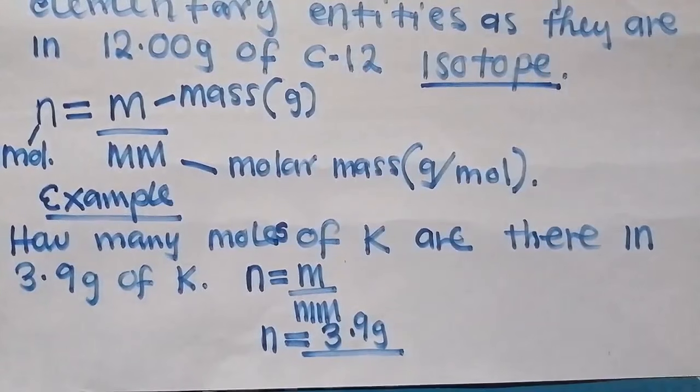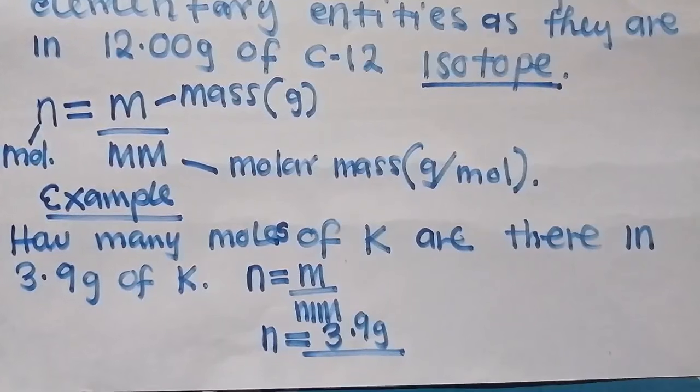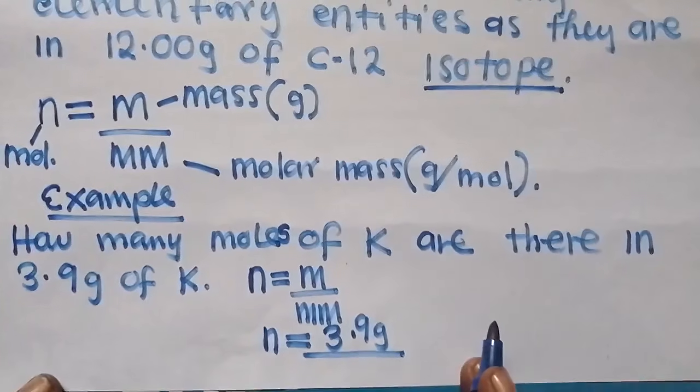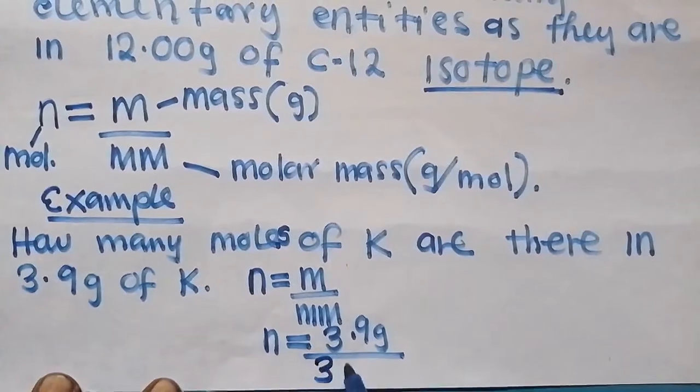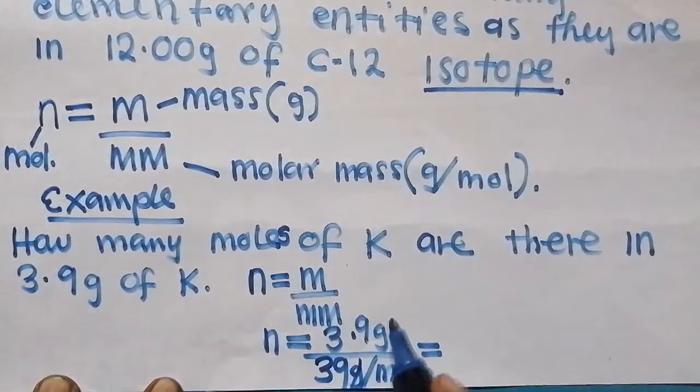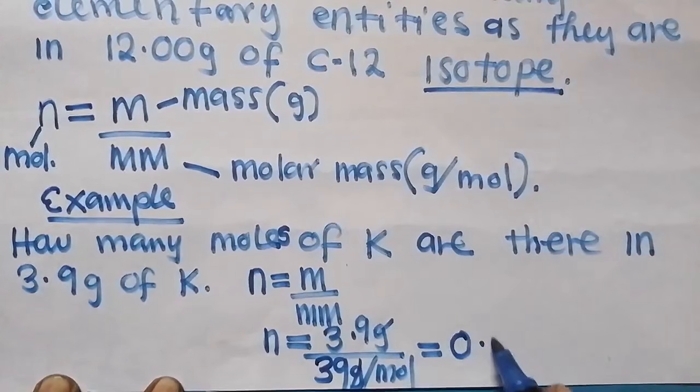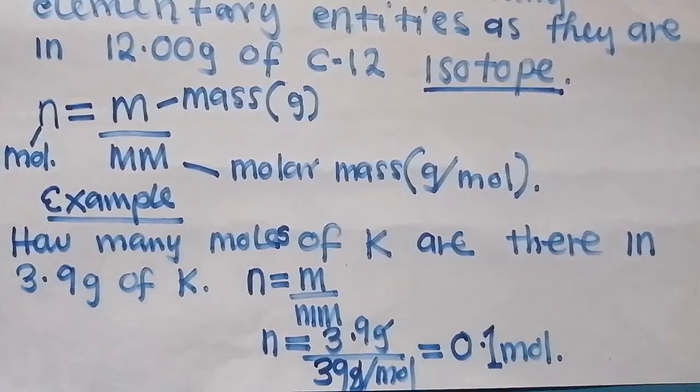You get the molar mass for potassium from your periodic table. You just check on the periodic table. It is 39, so 39 grams per mole. Don't forget. So when you divide here, you say 3.9 grams over 39 grams per mole. The grams will cancel out and you're going to remain with moles. So when you divide here, you're going to get 0.1 mole. This is the answer. This is what you need to know.